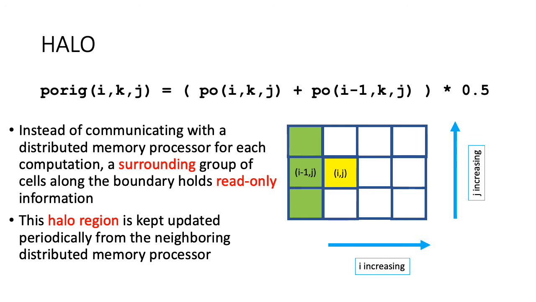If PO, which is on the right-hand side, doesn't appear on the left-hand side, then if PO has previously been communicated and the halos have been filled up, as long as PO never appears on the left-hand side of the equal sign, the value for PO is not old and we can continue using it.